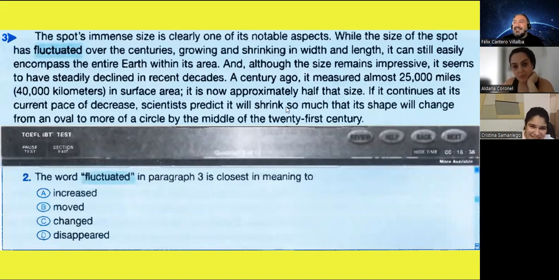However, in this case, it can be understood that growing and shrinking in width and length. So we know width and length. Okay, so that can be changed. And again, when we replace it, while the size of the spot has changed over the centuries, makes sense, right? So that's how we choose this one.